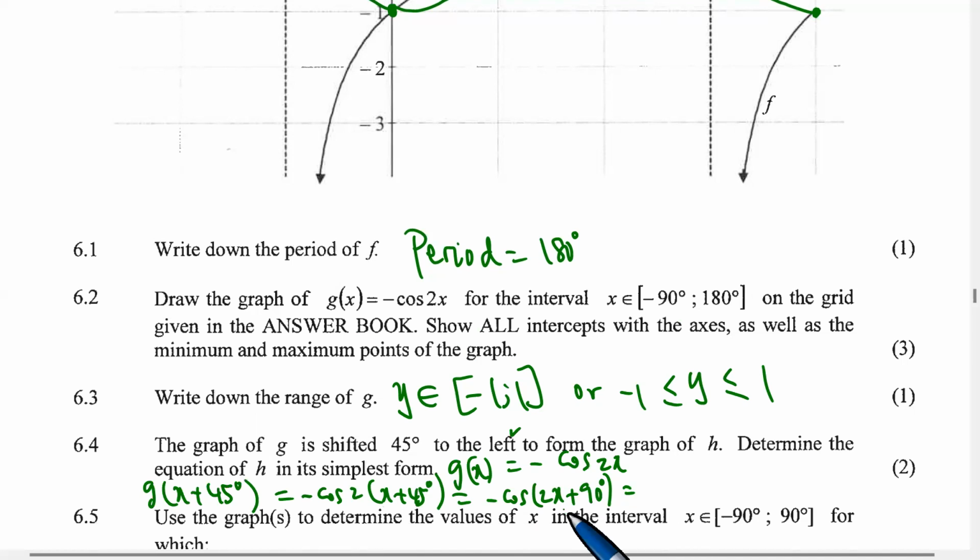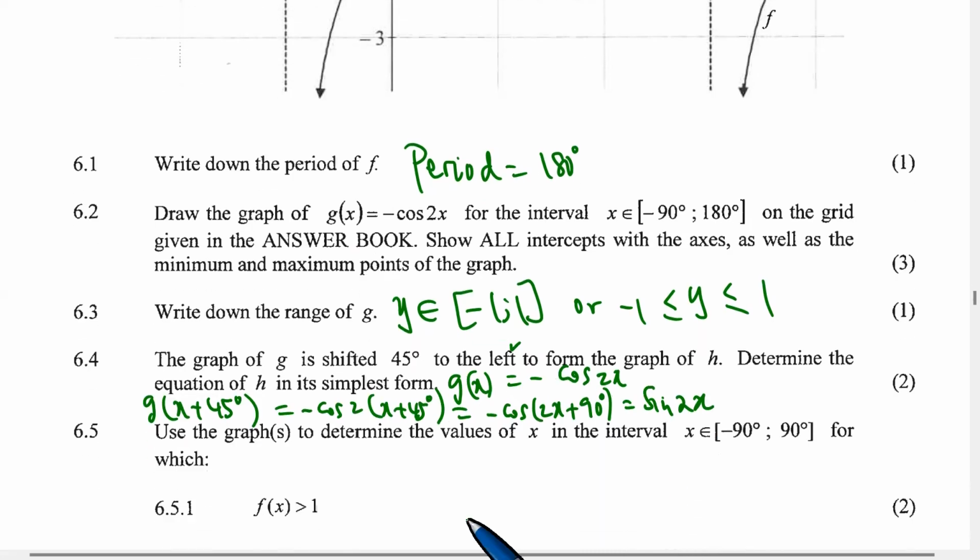Which is the same as the 90 plus, in which quadrant? 90 plus is in the second quadrant, in which the cosine is negative, but it changes to its cofunction, so it becomes sine 2x.